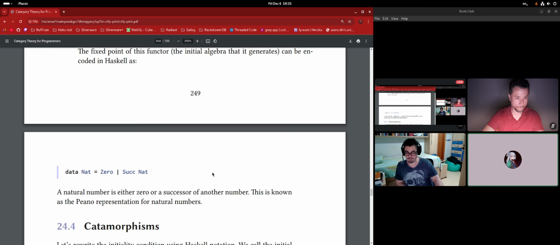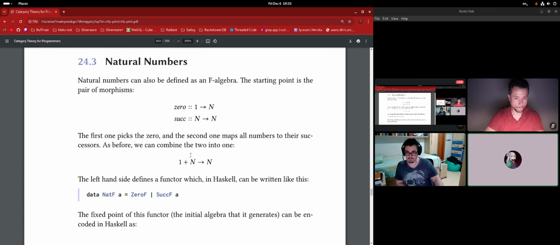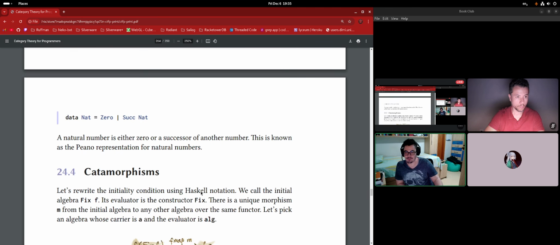By the way, does this remind you of anything? Peano numbers? No, no. I mean, this is basically a Maybe, actually. It's isomorphic to a Maybe. Yeah, of course it is.